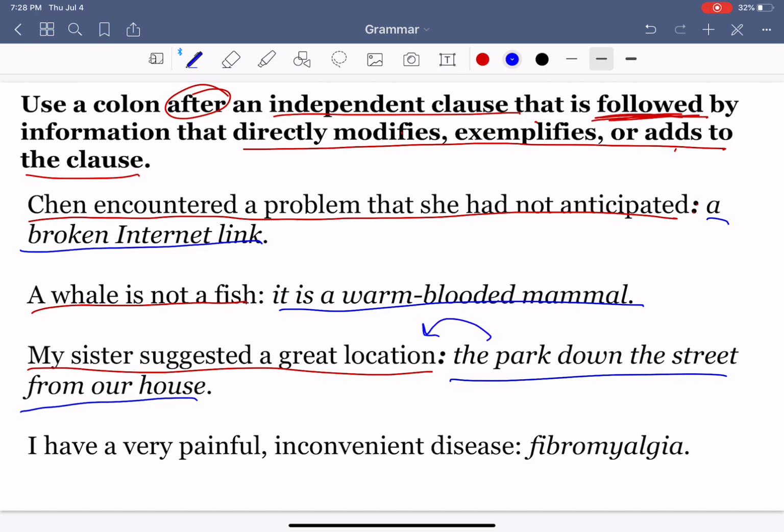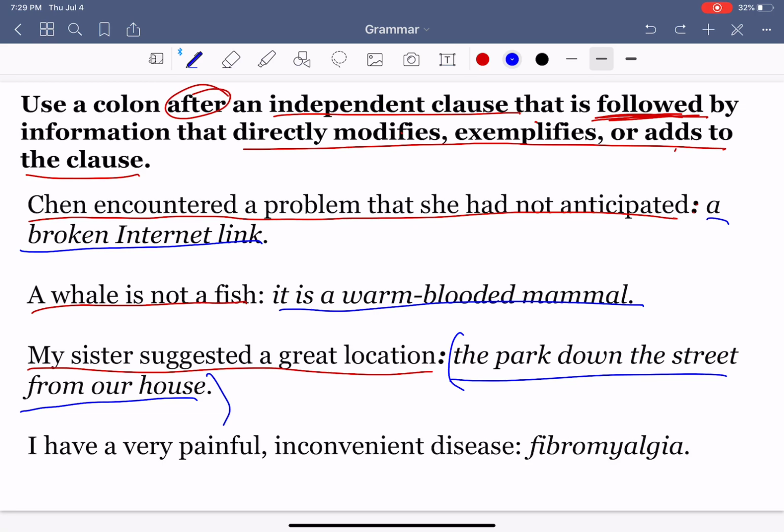The part before it is a complete sentence. My sister suggested a great location. That is an independent clause. And we have here this modifying clause. And remember, it has to modify the independent clause before it. It's modifying the word location. It's just saying what location? The park down the street from our house. So again, you could use a comma, as you might remember, but you can also use a colon. That's another way to write a sentence like this.